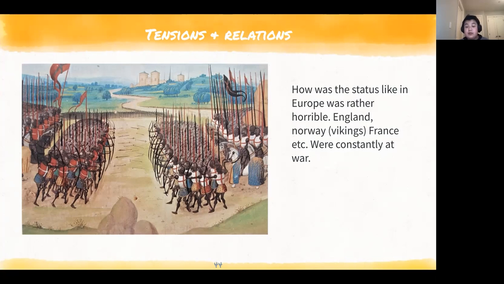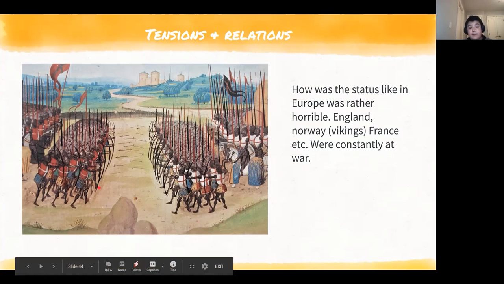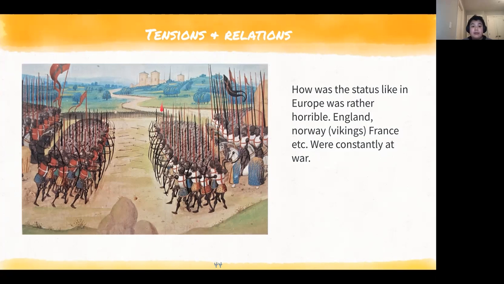So there was a bunch of places like England, Norway, which were the Vikings, and France that were constantly at war. We're able to see that from the painting from the left. On the right, we are able to see it is actually the English, as they have the England flag of St. George. And on the left, we have presumably the French or the Normans, which are basically Vikings who lived in France. We could tell this through their flag, which looks red and blue, which may signify France or Norway. And sort of this was a battle that happened.